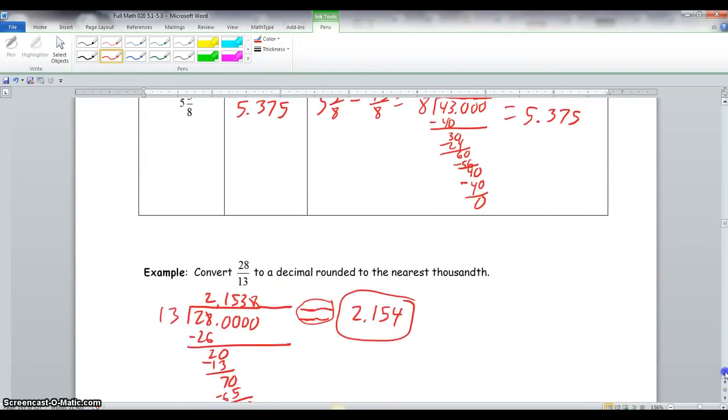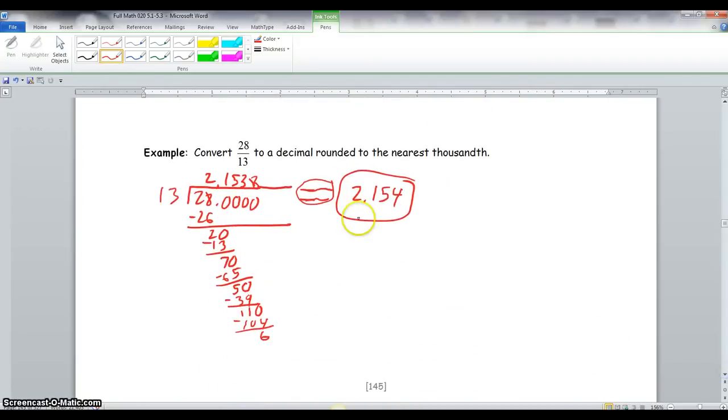Now, we scroll down here. We have another example. We have convert 28 over 13 to a decimal rounded to the nearest thousandths. Now, we would take 13 into 28, but since we're asked to round to the nearest thousandths, that means that we need to go to the 10,000ths place and see whether that number will have us round up the thousandths place or leave it the same.